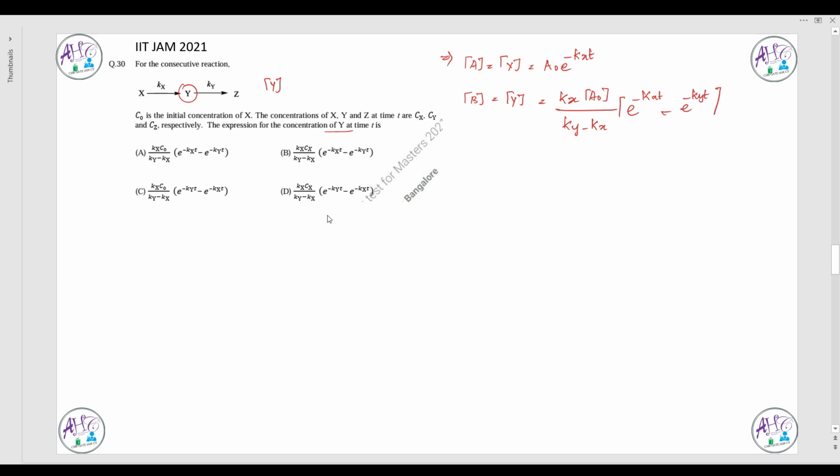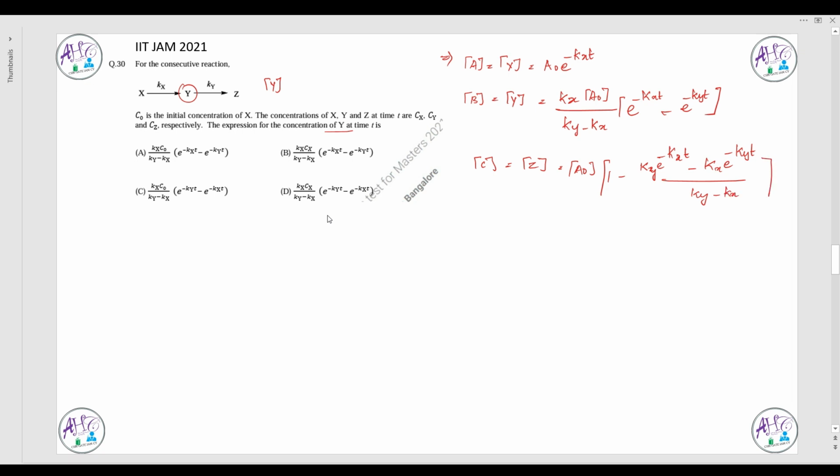So this is going to be your concentration of B, and then the concentration of C or your concentration of Z will be equal to your concentration of A naught, 1 minus ky e power minus kxt, so this is ky, ky e power minus kxt minus kx e power minus kyt, by ky minus kx.